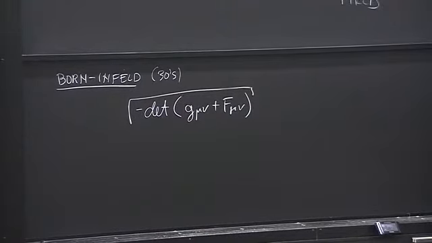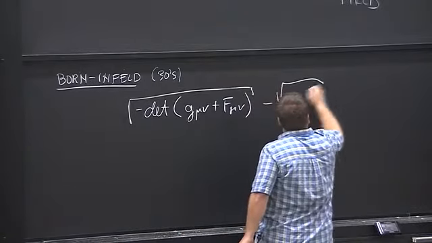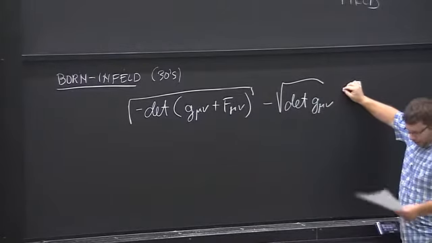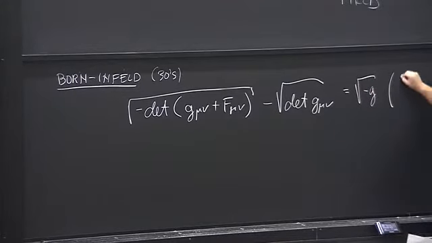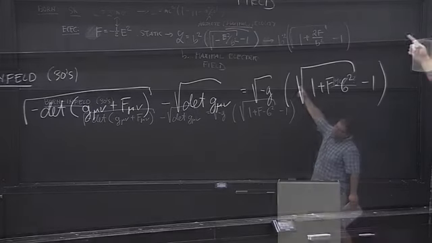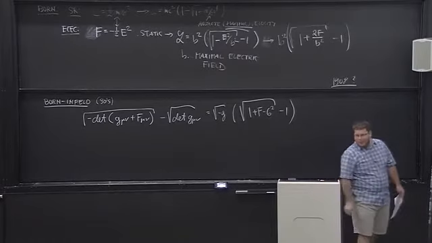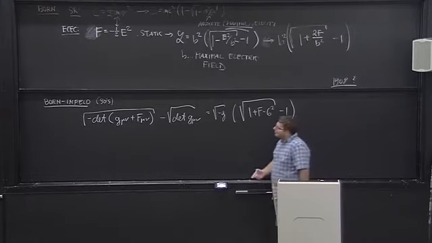So if you have the determinant of the metric plus the electromagnetic field, and so if you subtract the determinant of the metric as well, again, okay, so if you do that, you find something like square root of minus g, and then square root of 1 plus f minus g squared minus 1. Okay, so now you find basically the Born electrodynamics plus some correction in terms of the other invariant. Okay, and so this is the origin of Born-Infeld theory.